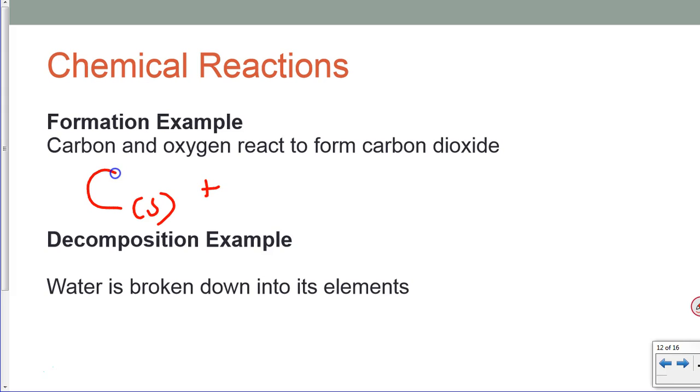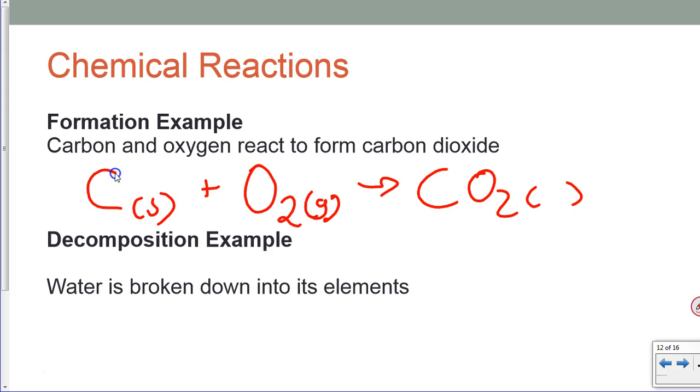Next, I'm going to have oxygen. Most of you are going to write O. The good chemists are going to write O2, and they're going to put that it's a gas. This is going to react to form carbon dioxide. And carbon dioxide is one of the few molecular compounds you must know. You must know it's a gas.